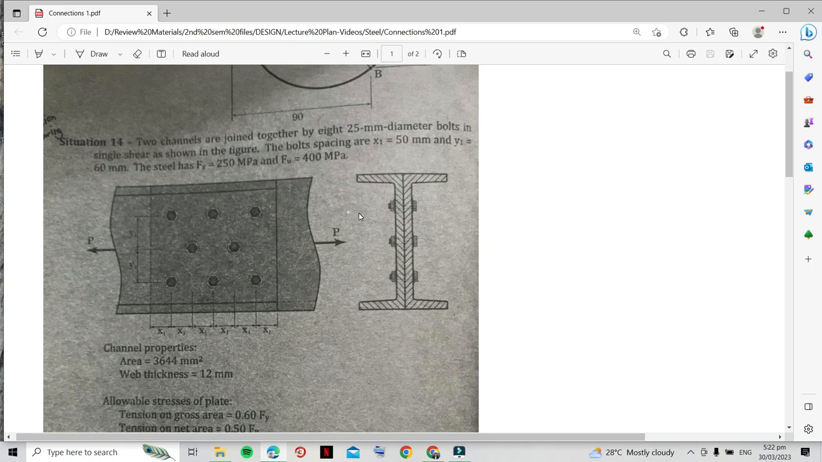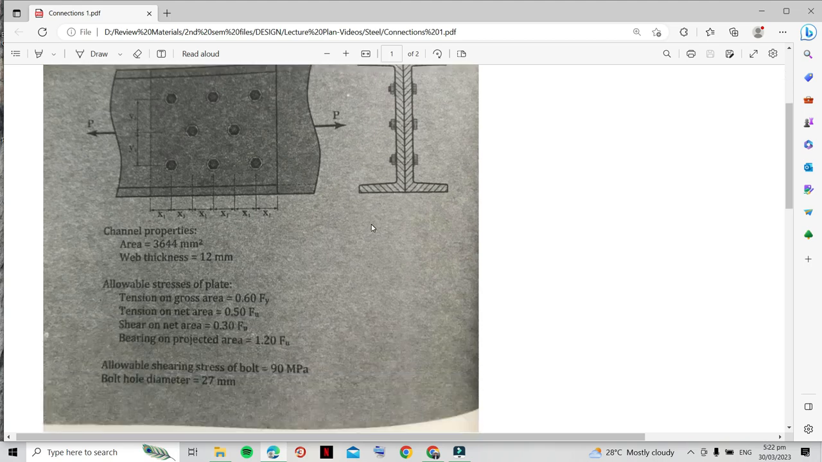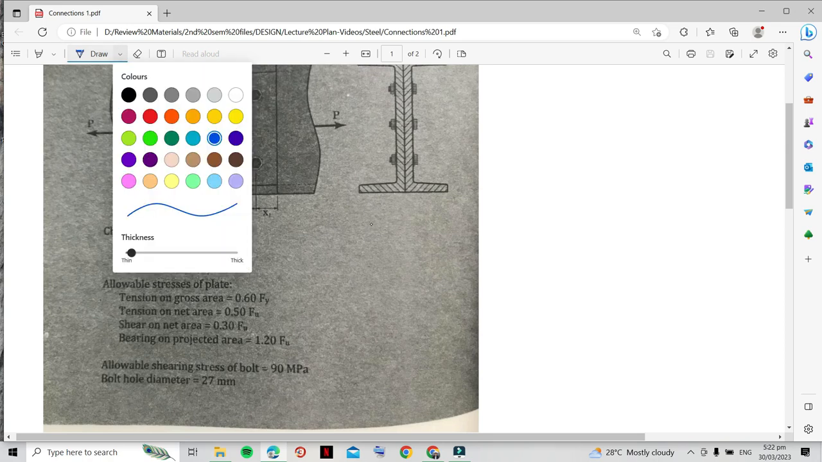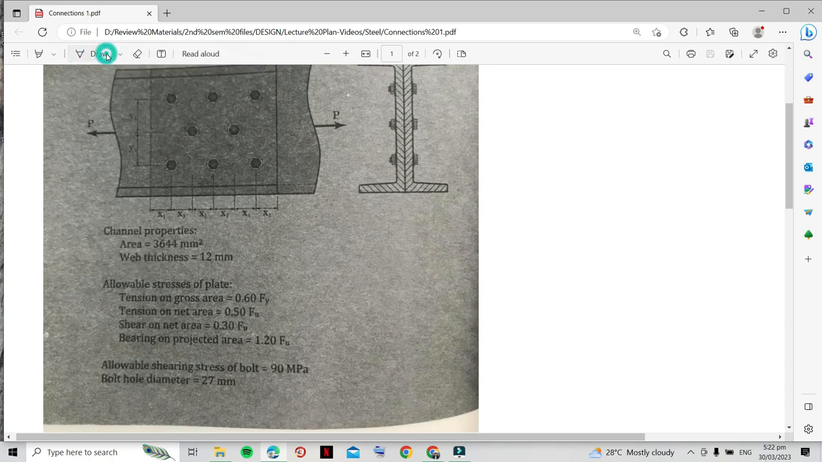The bolt spacing x1 is equal to 50, y1 is equal to 60, and the steel has Fy of 250 MPa and Fu of 400 MPa. This is the channel properties. You have the area, web thickness, tension. This is the code provisions of the allowable stresses depending on your failure modes. The allowable shearing stress of the bolt is also given, 90 MPa, and the bolt hole diameter is 27 mm.